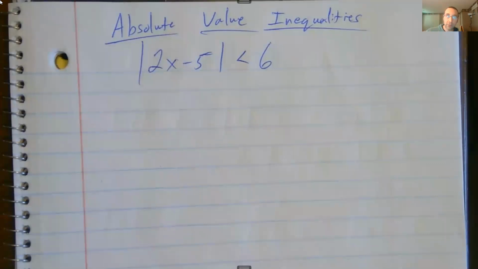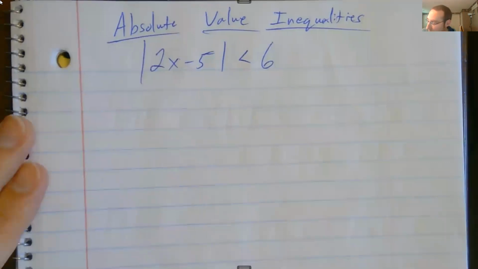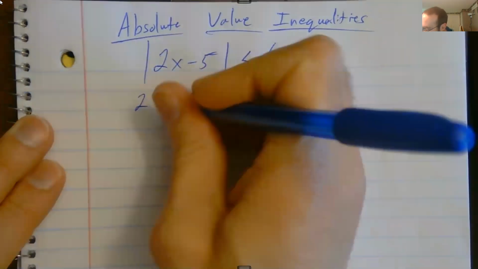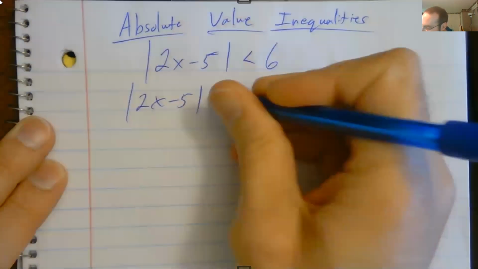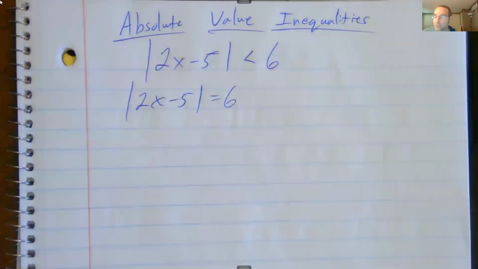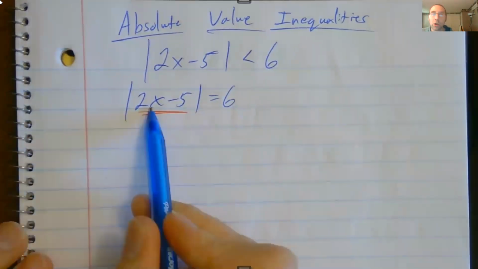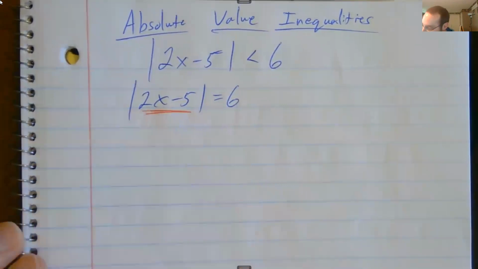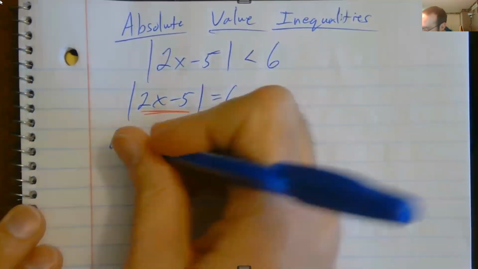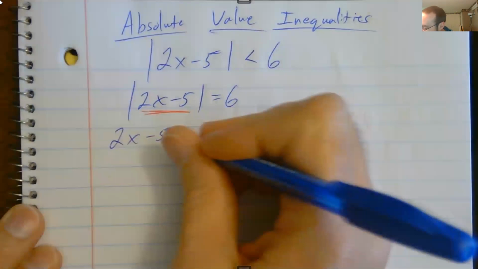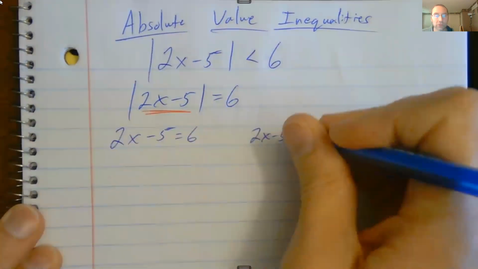Okay, so like we did last week, we are going to first turn this into an equation, which the previous video just showed us how to solve. So we're going to make this the absolute value of 2x minus 5 equals 6. We're looking for those boundary points. If you remember, the stuff inside of the absolute value has two options. Either this stuff is equal to 6, or this stuff is equal to negative 6. So we're going to solve those two equations: 2x minus 5 equals 6, or 2x minus 5 equals negative 6.